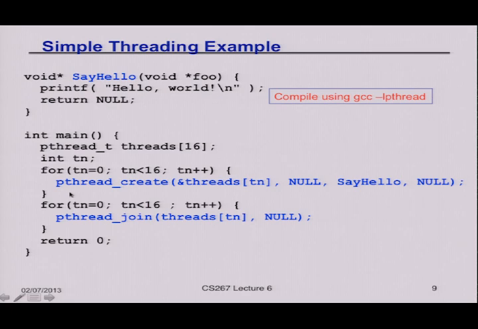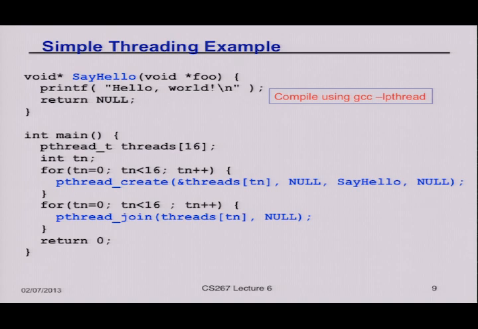I've told 16 threads to go off and print hello world, and now I'm going to wait for them all to finish. So I have another loop from 0 to 15. I'm going to wait for all of the threads to finish. First I'll wait for thread 0, then thread 1, then thread 2, and join means wait until it's done. Okay, so this is a very simple little program.